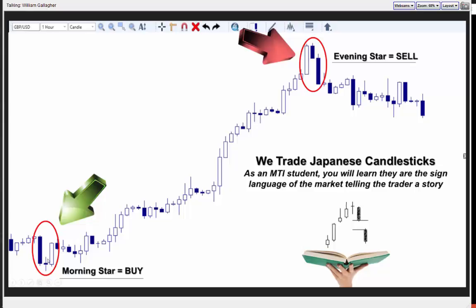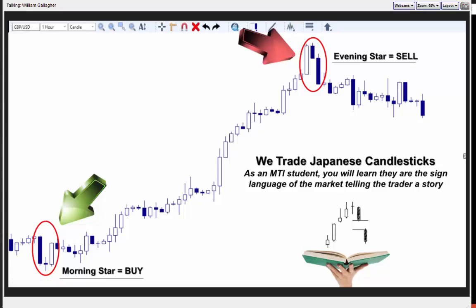Gives the trader a little bit of information here saying, hey, look for this market to U-turn and go upward in a bullish movement. Top of my screen, this is called an evening star candlestick formation. Once again, sign language of the market saying, hey, look for this market to U-turn and go down, and look for the market to U-turn just like that.